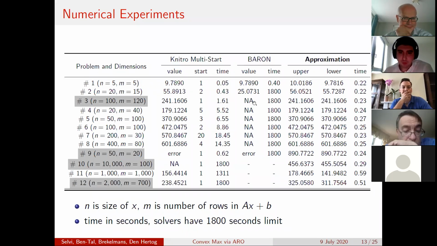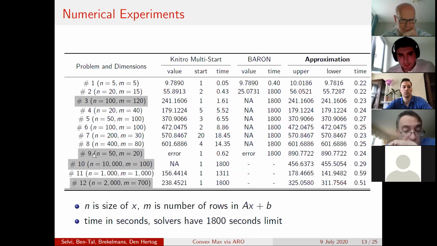Baron has numerical difficulties in geometric functions. So Baron is not really usable in this case. On the other hand, our upper bound and lower bound approximations are equal to each other. So we also guarantee global optimality, and it takes only 0.23 seconds.